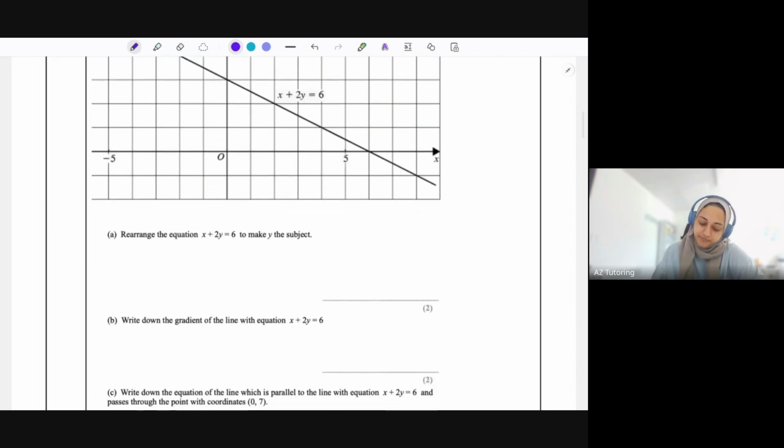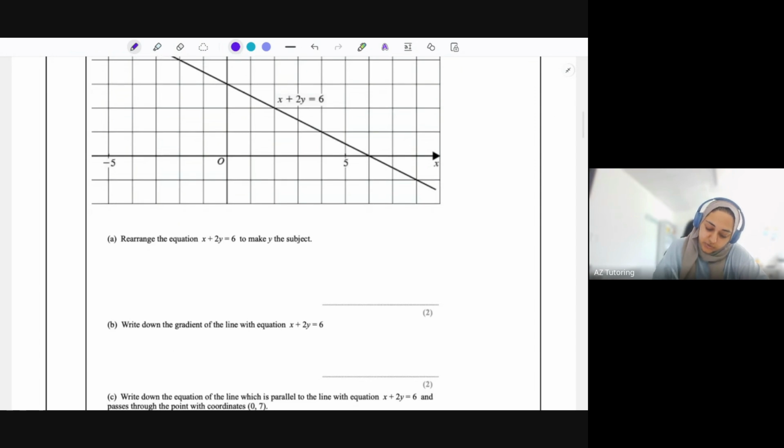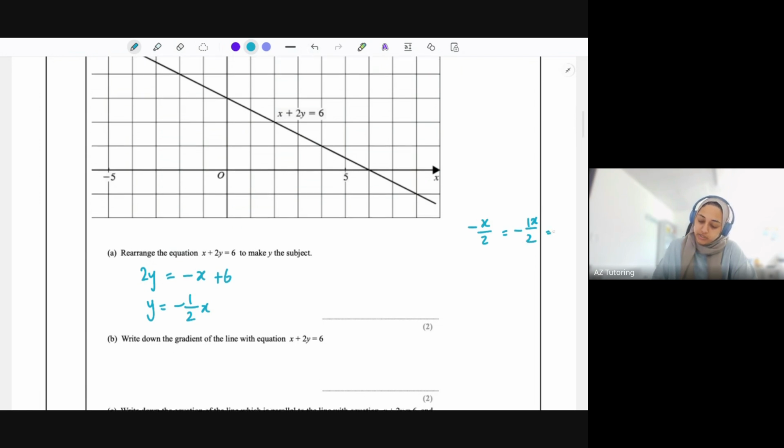y equals mx plus c. So to make y the subject, I am first going to minus this x to that side. So I get minus x plus 6. The reason why I put x first is because it's y equals mx plus c. And then to get rid of that 2, I need to divide by 2. So I can say y equals minus x over 2. Rather than writing x over 2, it's better to say a half x. So it's better to keep your gradient out. Minus x over 2 is the same as minus 1 over 2 times x, which is the same as minus a half x.